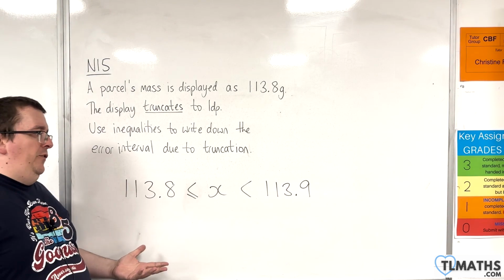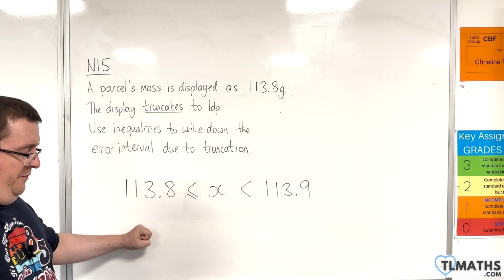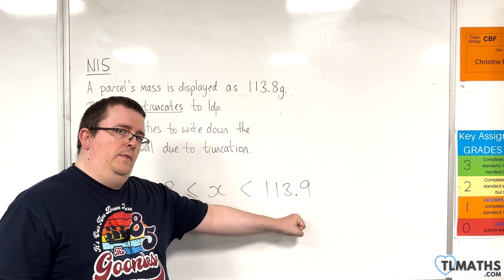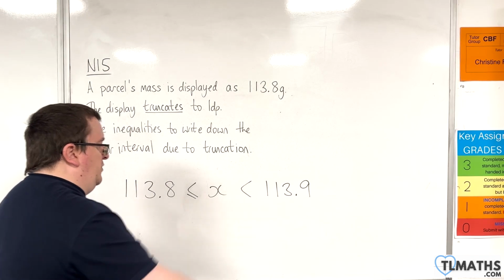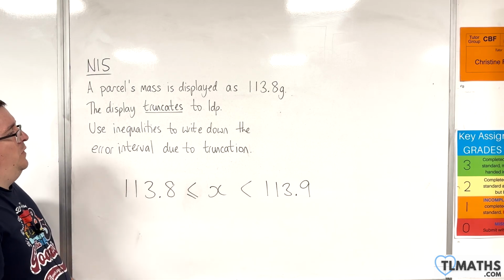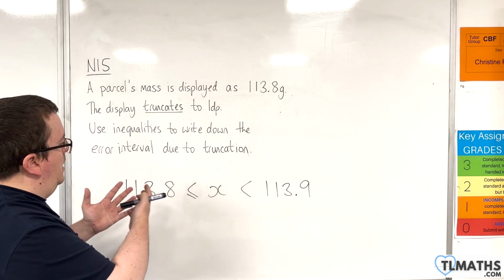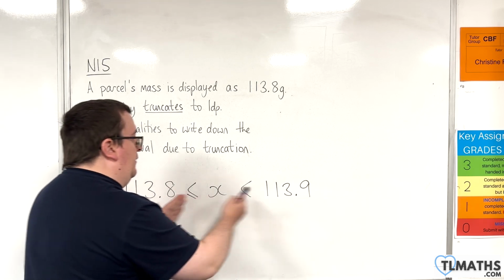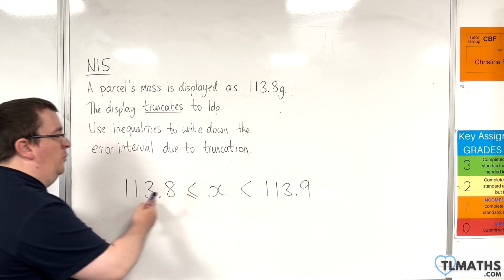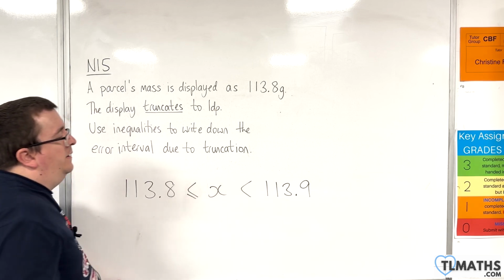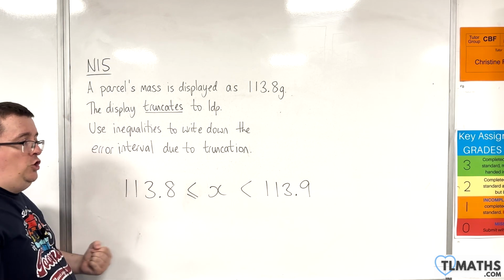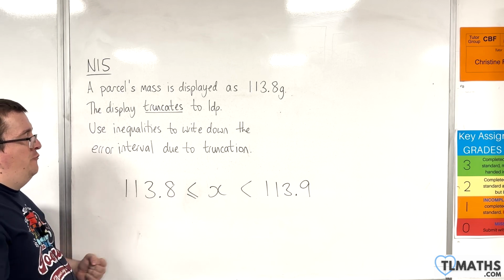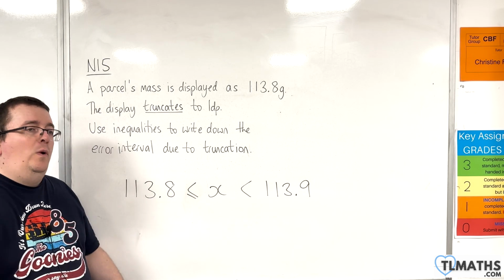So in the previous video we had 113.75 and 113.85. The distance between those two was 0.1, and it's the same here. It's the same distance. It's 0.1 away from each other, but because it's truncation, you're looking at a different error interval to when you're rounding.